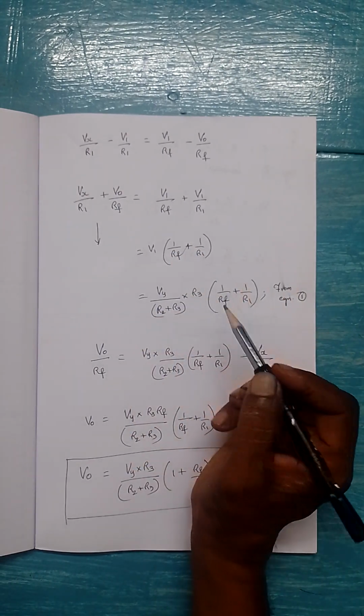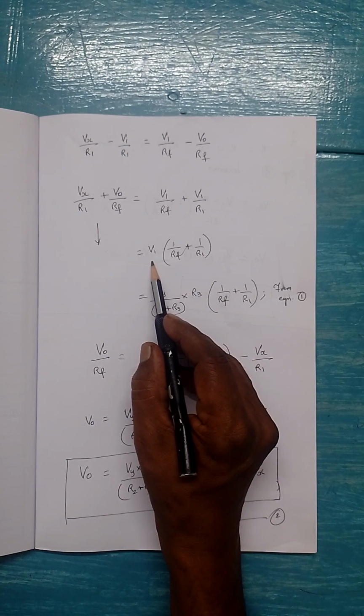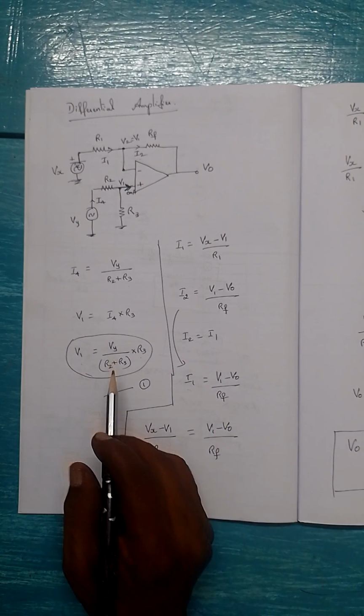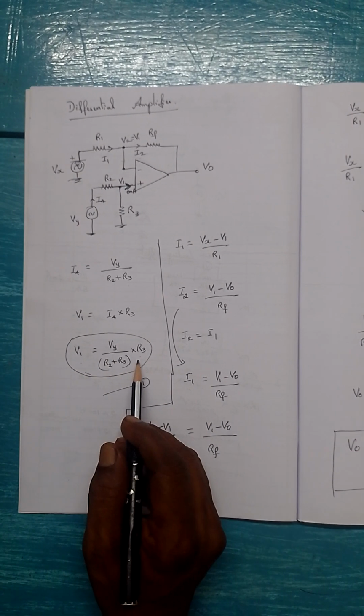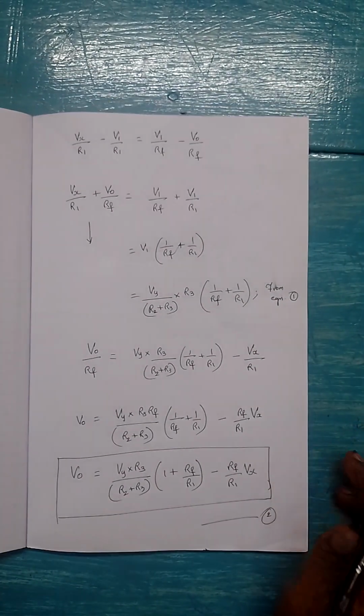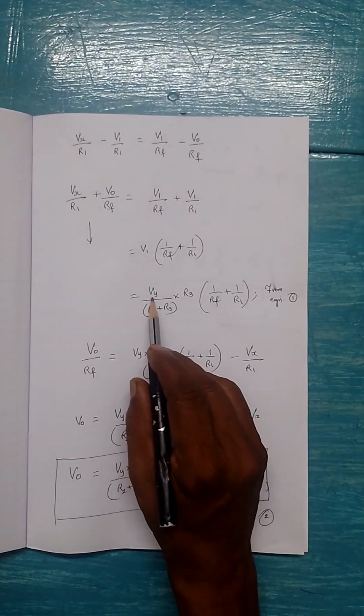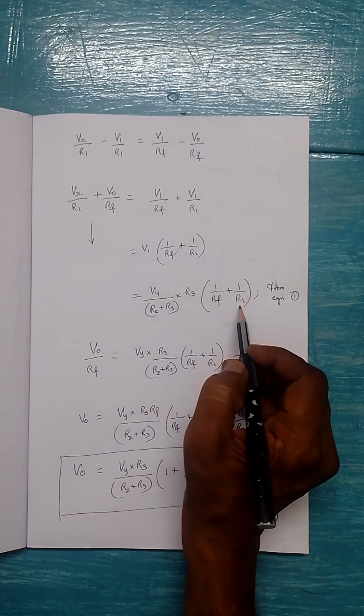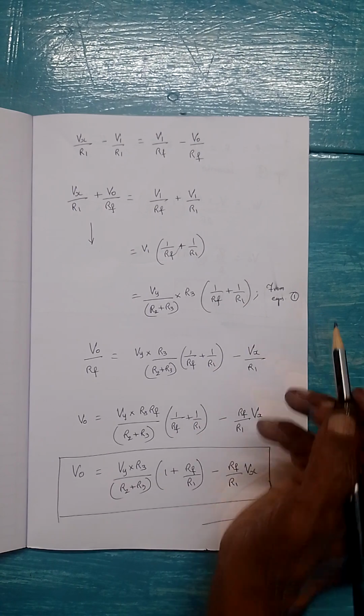Now what is V1? V1 just now we have seen here. From this relation, V1 is Vy by R2 plus R3 into R3. That's what is written here. So V1 is Vy into R3 by R2 plus R3 into 1 by Rf plus 1 by R1. This is from equation 1.